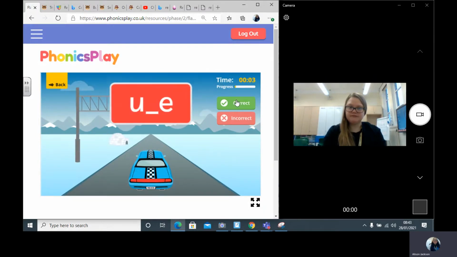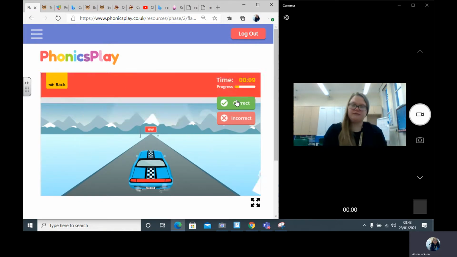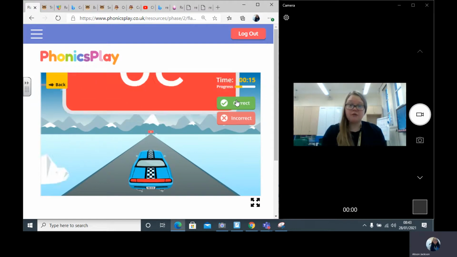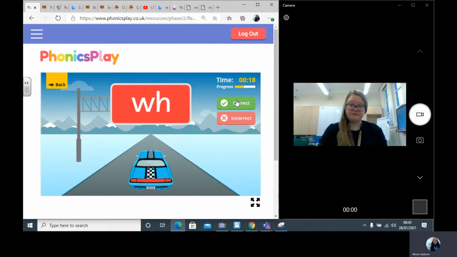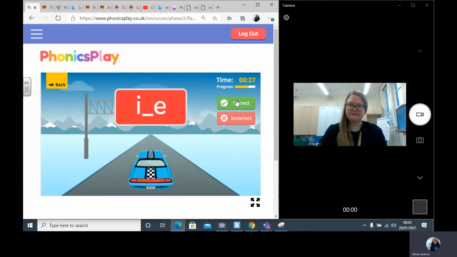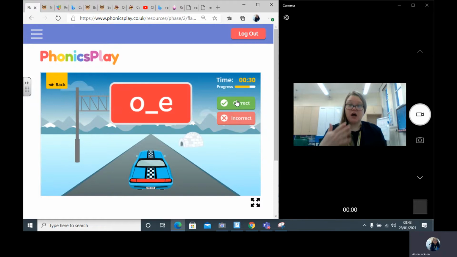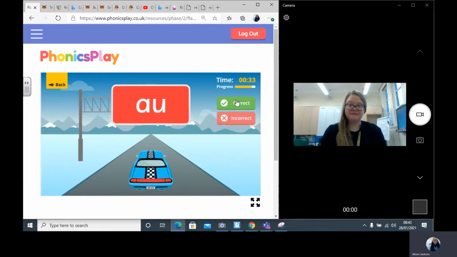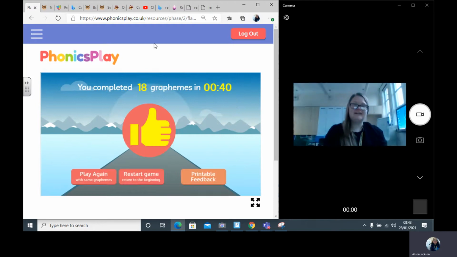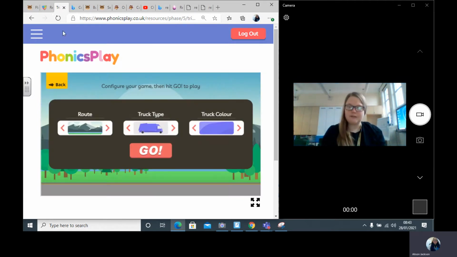Four. You. Ow. Ew. Oh. You. A, oi, I, o, I, o, e, e. Super. Okay, let's go on to our tricky word trucks.